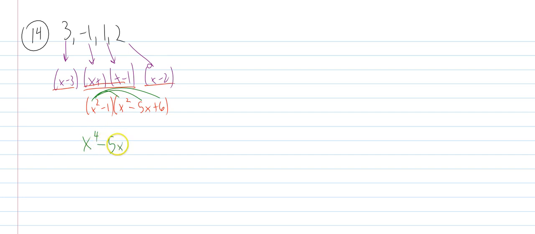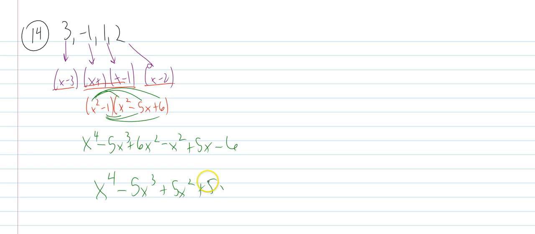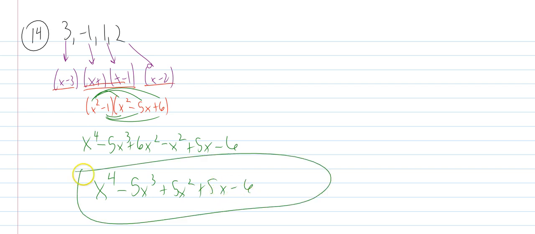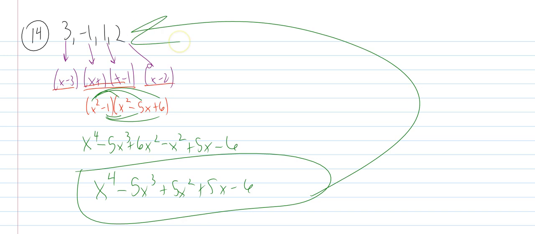That's x to the 4th minus 5x cubed plus 6x squared. And then distribute that negative 1. That's another negative x squared plus 5x minus 6. Now lastly, combining like terms, x to the 4th minus 5x cubed plus 5x squared plus 5x minus 6. So now if I were to find the zeros of this using any of the methods we've looked at, I would expect to get those 4 zeros.